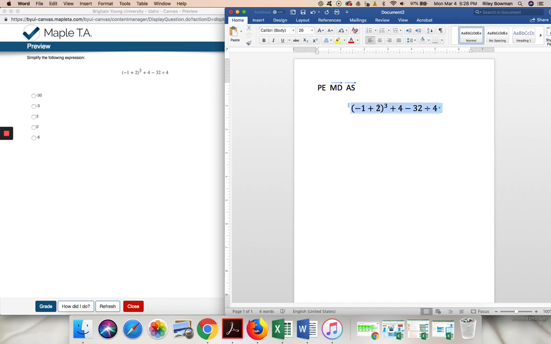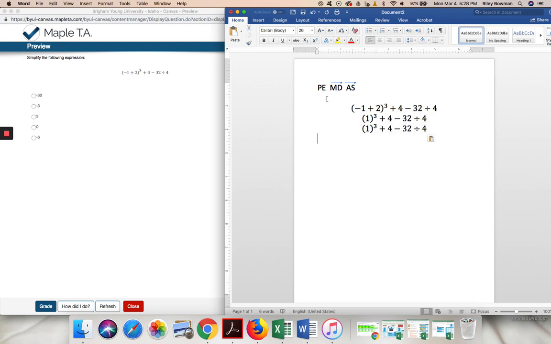I'm just going to copy and paste this down for my next step so that I can work through it and not have to write it down every time. So the first thing I want to do is the parentheses. The parentheses here are -1 plus 2. -1 plus 2 is 1. So I have 1 cubed. And again, I'm just going to copy and paste this for the next step, because that's the benefit of having a computer instead of writing it by hand.